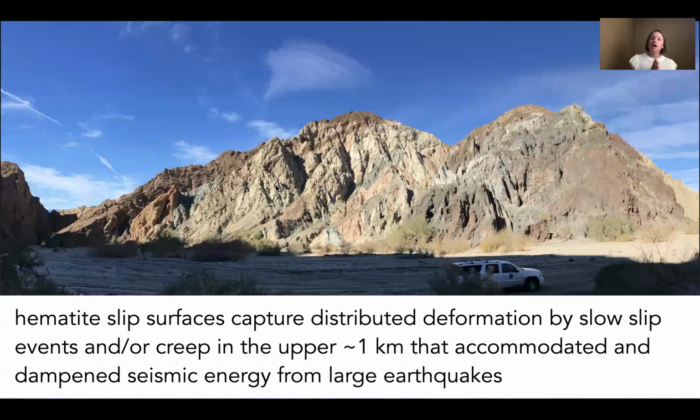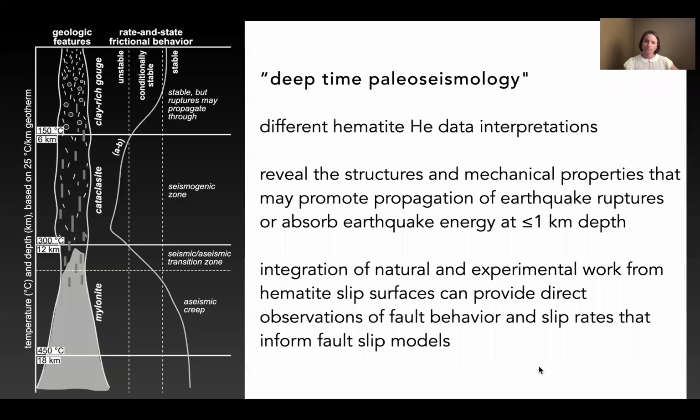And so we can combine our observations from natural slip surfaces with our deformation experiments to suggest that our hematite helium surfaces are capturing distributed deformation by slow slip events and/or creep in the uppermost kilometer that's happening less than a million years ago. We're able to pinpoint this deformation in time. And we suggest that these deformation events, these slow slip events, may have accommodated or even dampened radiated seismic energy from large earthquakes. And so to summarize, in some ways, hematite helium thermochronometry is like a deep time paleoseismometer.